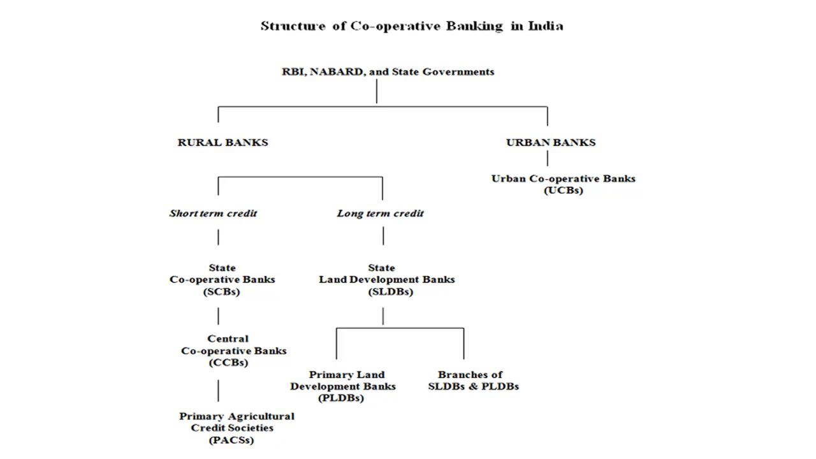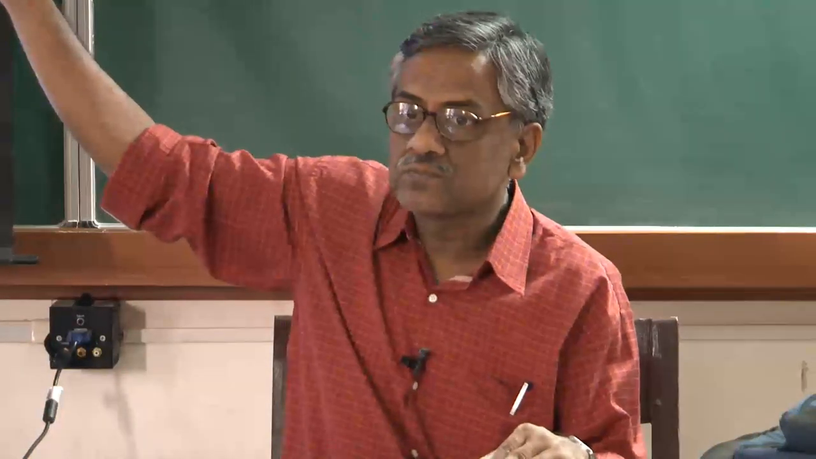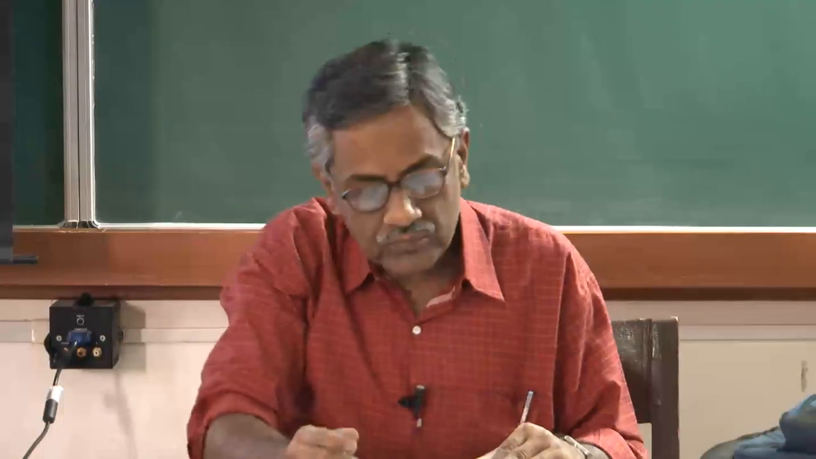And for urban cooperative banks, it is very important also to note that since they go into industrial credit, the licensing authority is no longer the state cooperative department. The licensing authority becomes RBI, very different, because they now can go into small scale, medium scale industrial finance. So their licensing authority or supervision lies with the RBI, not state governments.